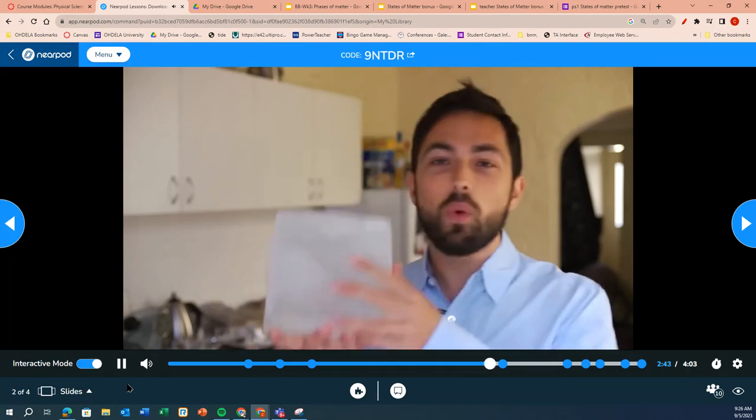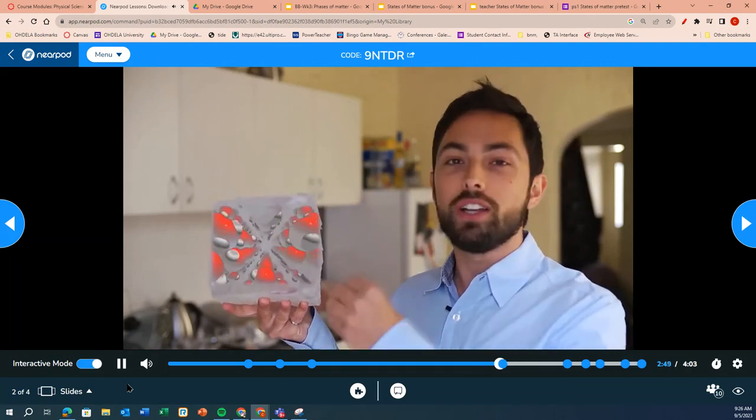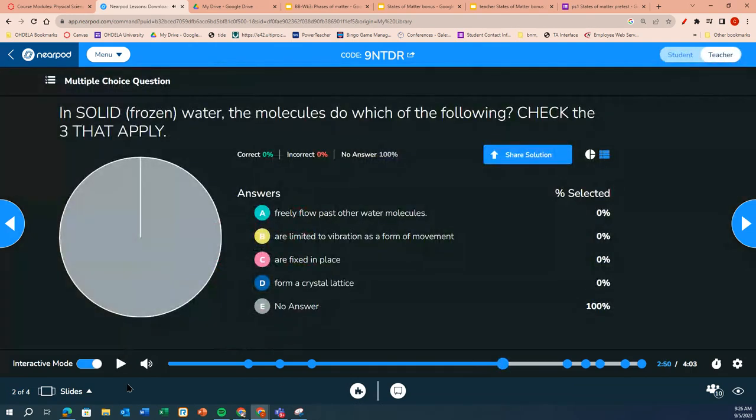In ice, the water molecules are basically fixed in place. They form a crystal lattice where their only motion is vibrating. So in solid, frozen water, the molecules do which of the following? Check all that apply. They freely flow past each other, are limited to vibration as a form of movement, are fixed in place, form a crystal lattice. So, yep, B is one of those, and C is one of those, and D is one of those. So B, C, D. It doesn't freely flow past. So crystal lattice.